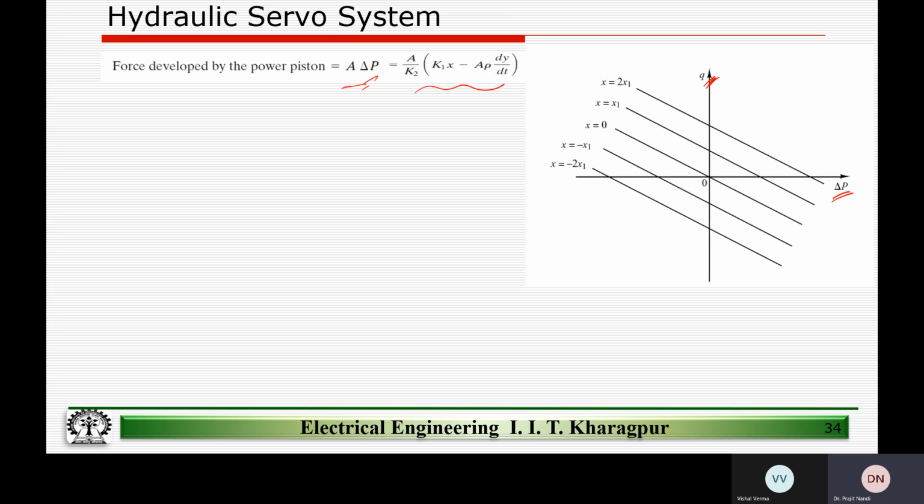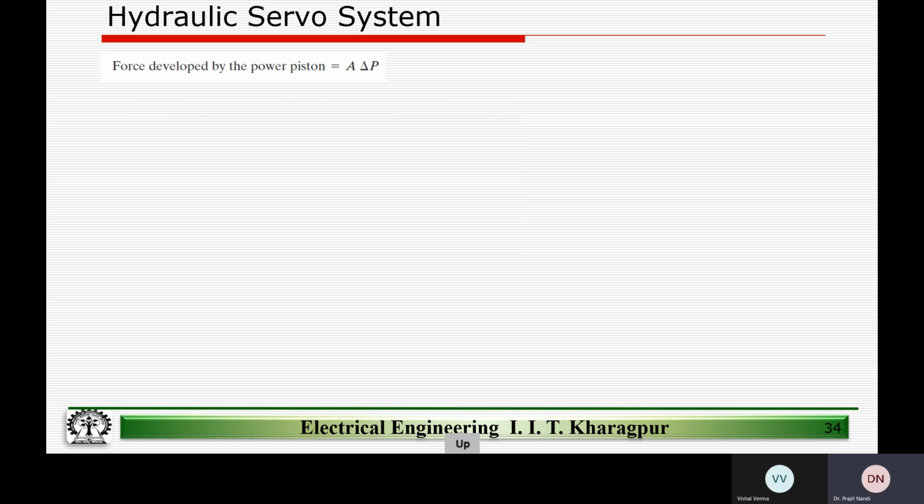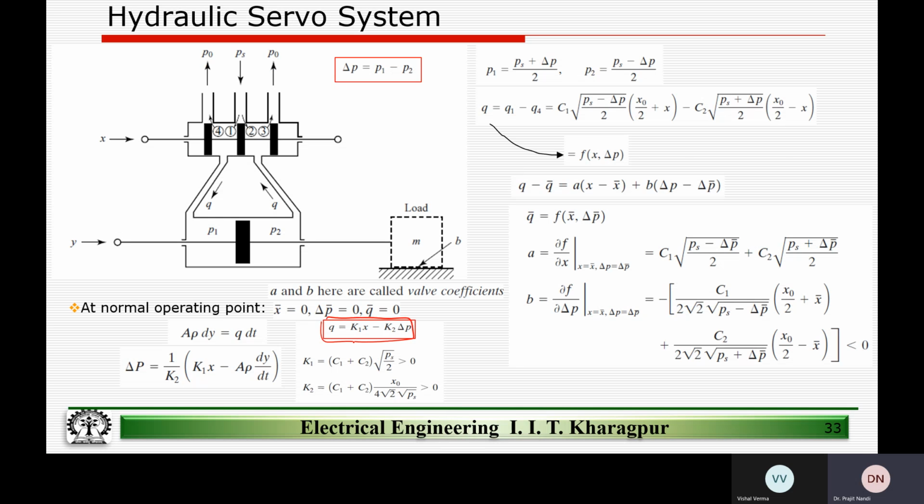Anyway, so let me gather my thoughts again. So we have Q and we have delta P, right? And for different values of X, so when X is equal to 0, let's go back to the expression here. So we have Q is equal to k1x minus k2 delta p, right?